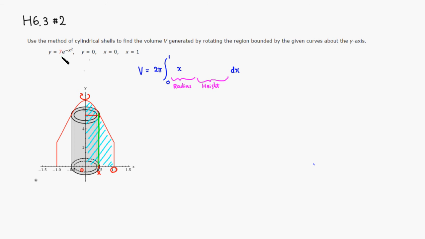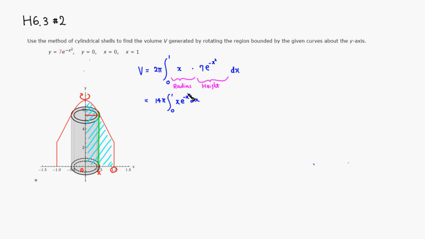The function is the exponential function, so we multiply by 7 e to the negative x squared. Let's evaluate this. This is the integral, and I'm going to pull out the 7, so it's going to be 14 pi times the integral from 0 to 1 of x times e to the negative x squared dx.